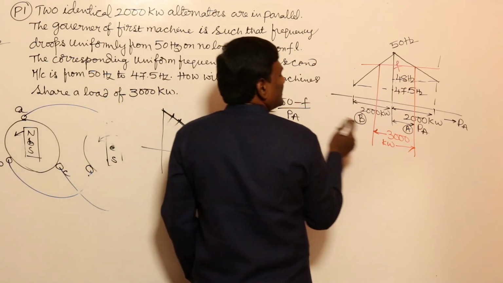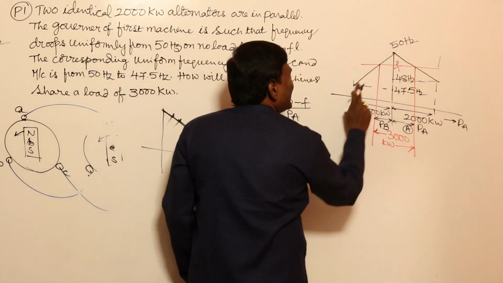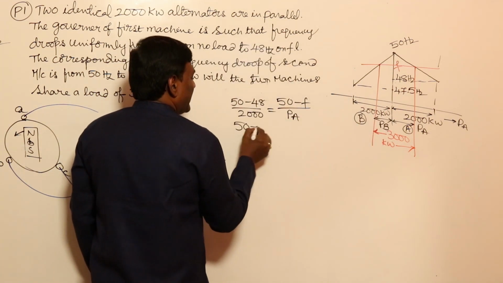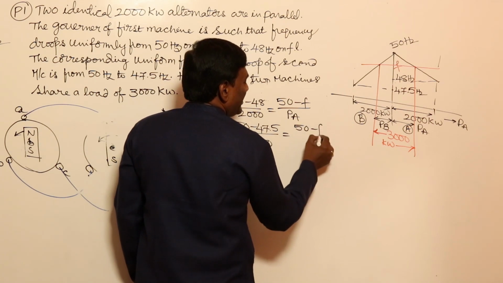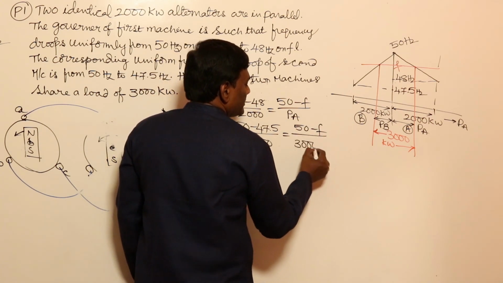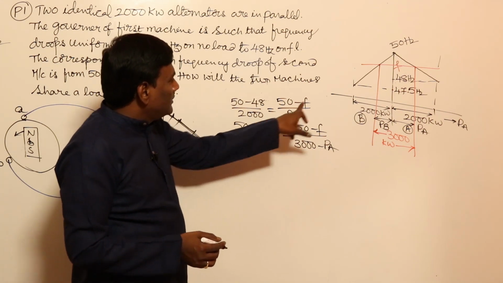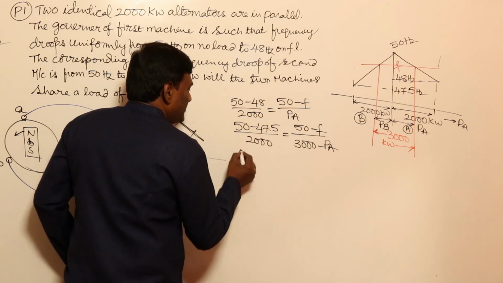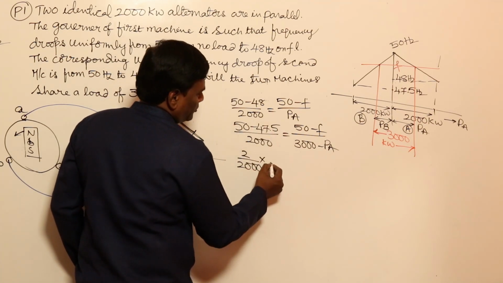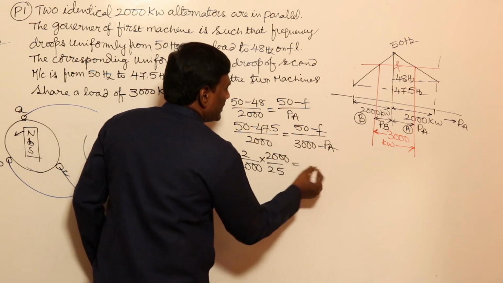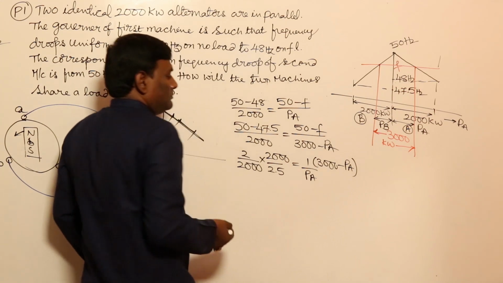Now let us think of the other side. Let me call this PB. What is PA plus PB? 3000 net output. So the slope 50 minus 47.5 by 2000 equals 50 minus F divided by PB, which is 3000 minus PA. It is easy to calculate because this divided by this cancels: 2 by 2000 divided by 2.5 by 2000 equals PA by 3000 minus PA, as 50 minus F cancels.